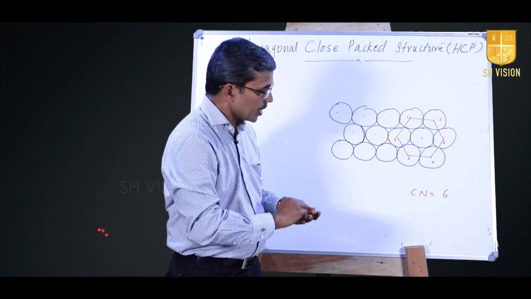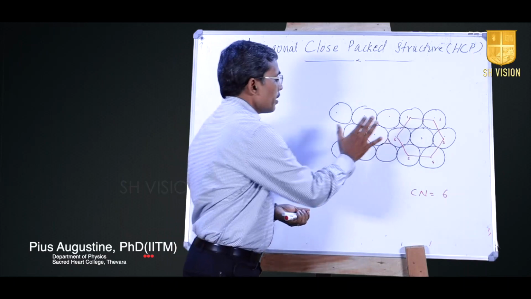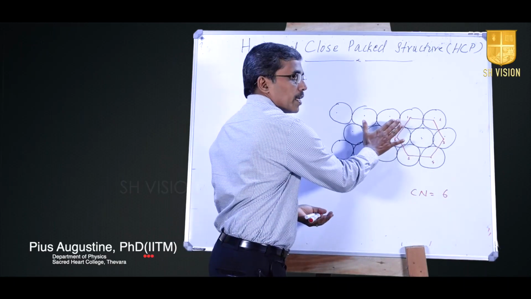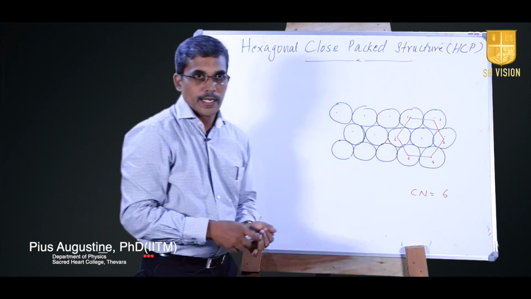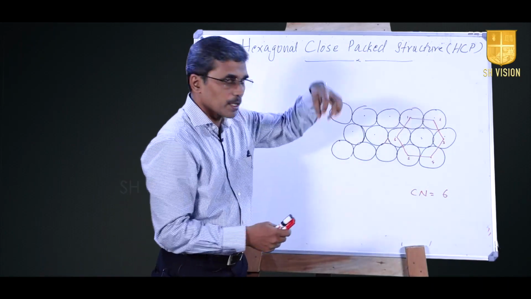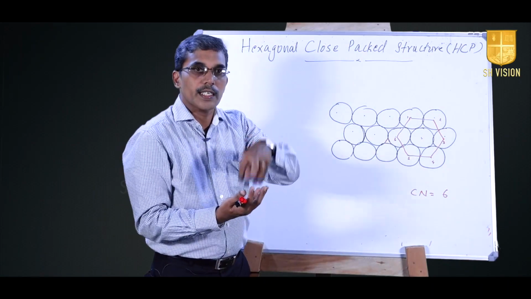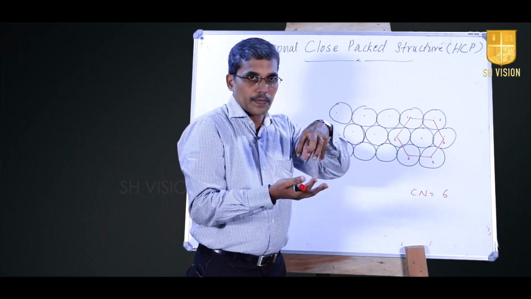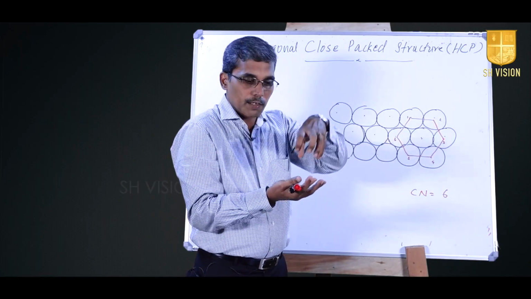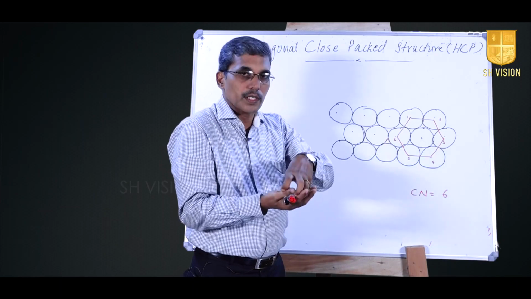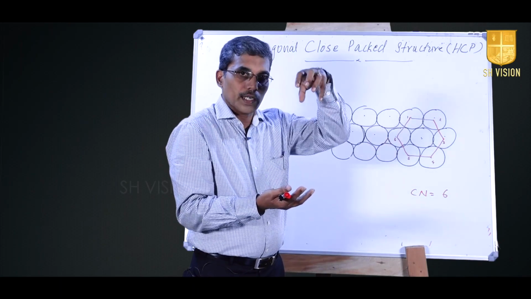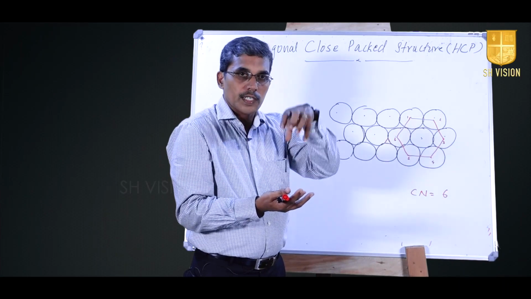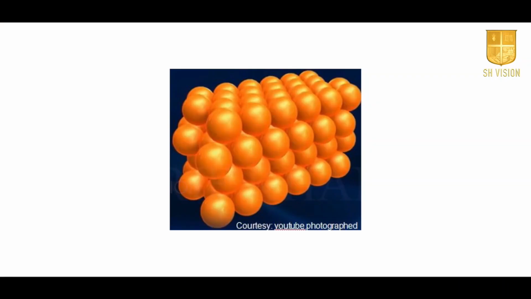The third one is 3-dimensional packing. In 3-dimensional packing, these 2-dimensional layers will be stacked one over the other, again in such a way that these projections will be seated in the dip formed in the first layer. So, the second layer will be seated perfectly into the dip formed in the first layer, and the third layer will be seated in the dip formed in the second layer, and so on.